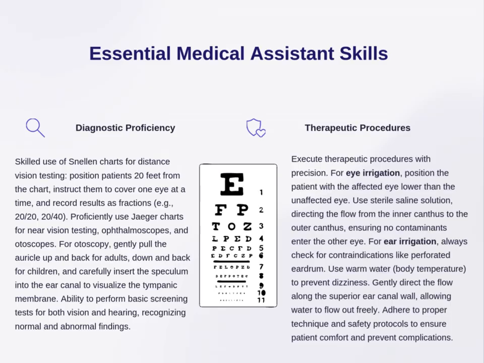Some of those skills are diagnostic proficiency. So using a Snellen chart. A Snellen chart is the eye chart or vision chart. For visual testing, the patient, if they're an adult, should be standing 20 feet away from the chart. They cover one eye at a time, and then the result is written as fractions. So depending on which line they read, whether or not their vision is 20/20 or 20/40. For children, you may use a different type of chart with pictures versus letters, and they only stand 10 feet away from the chart.